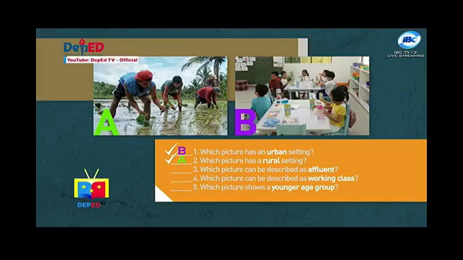Number 3. Which picture can be described as affluent? Answer, letter B. Number 4. Which picture can be described as a working class? Answer, letter A. Number 5. Which picture shows a younger age group? Answer, letter B.